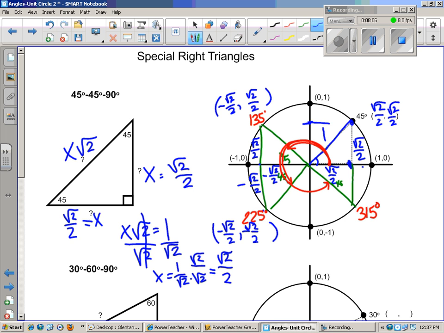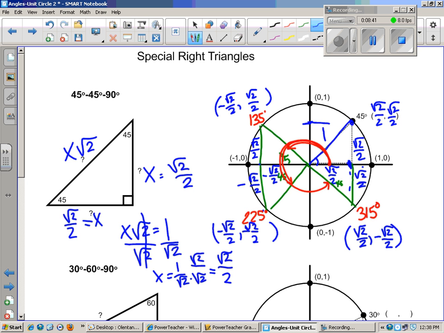Right? Okay? Same thing over here. This is also square root of 2 over 2. So we're going over, is it positive or negative? And then negative. So this one's going to be positive x, but negative y. Okay? Yes? No? Does that make sense?